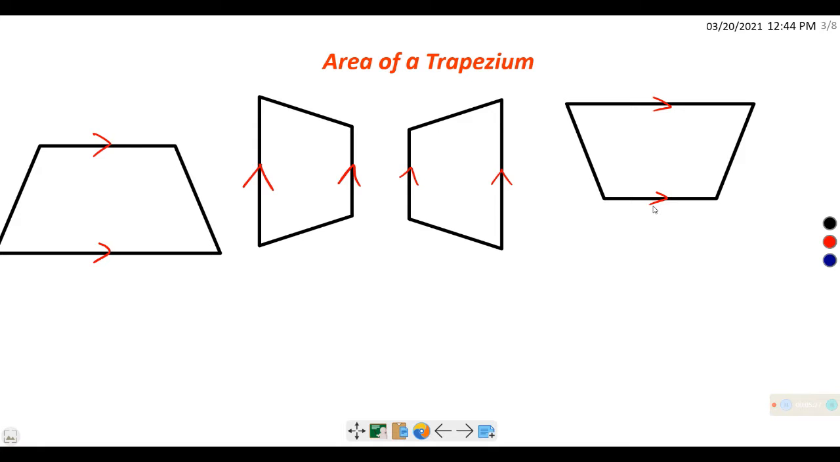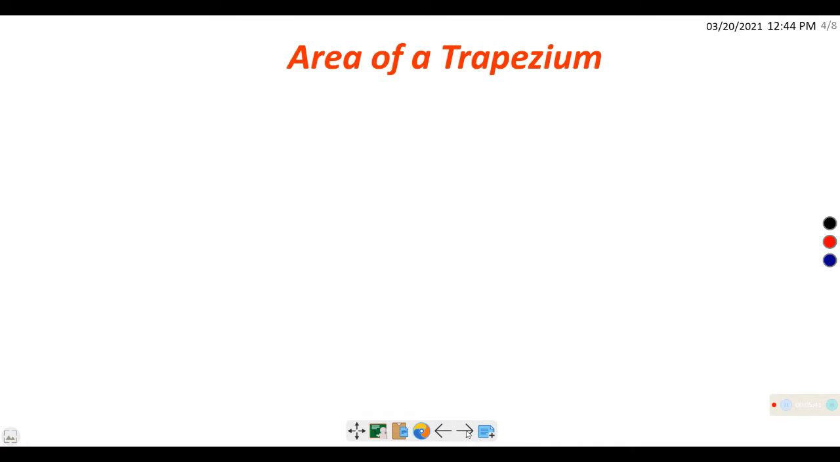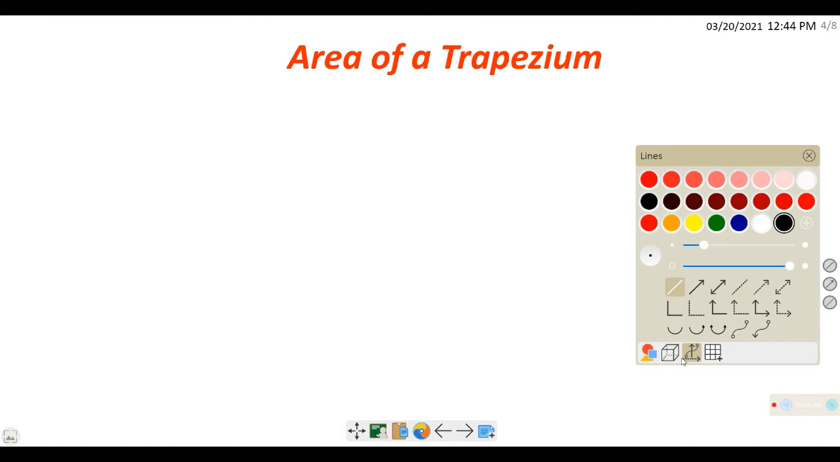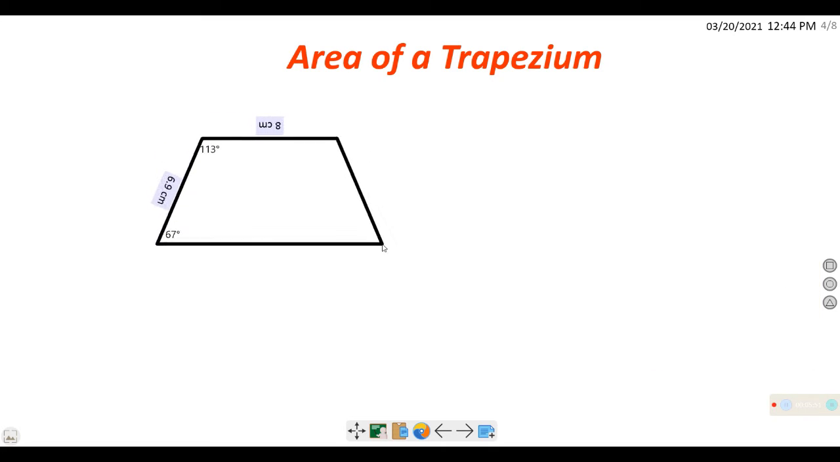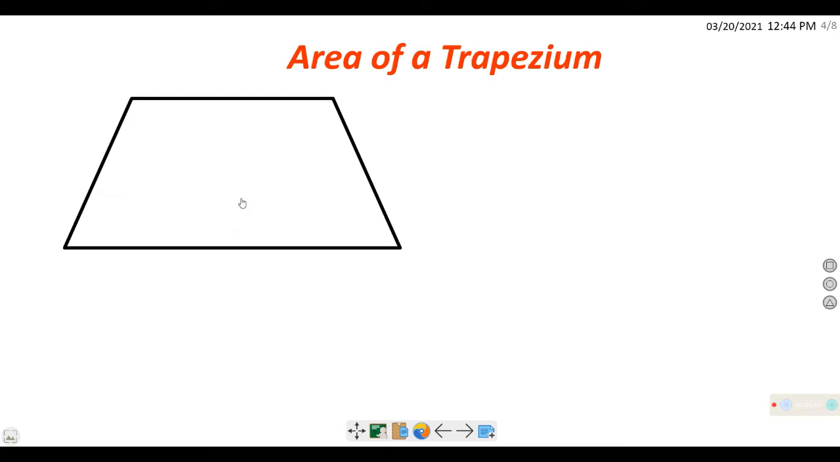Now our attempt is to find out, or to create, a formula to find out the area of a trapezium. In that case, we will be making use of our previous knowledge of finding out the area of a triangle, especially a right angled triangle, and a rectangle, in order to find out the way to find the area of a trapezium. So let me name this particular trapezium, which is shown on the screen, as ABCD.